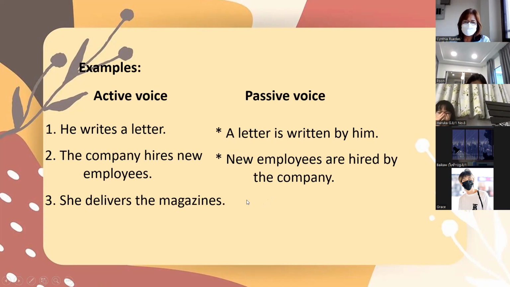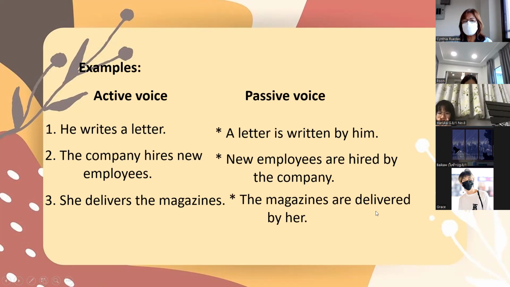Grace. She delivers the magazine. Okay, please make it in a passive voice. The magazines are delivered by? She. By she? No. Her, of course. The magazines are delivered by her. If you're going to make a sentence, you should look at the subject because it depends upon what you are going to use for your verb. Should be with S or you are going to use is or are, okay?